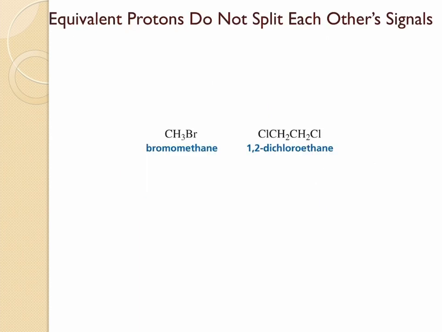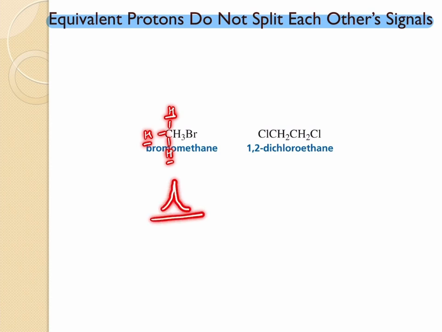It is important to remember that only non-equivalent protons split each other's signals, whereas equivalent protons do not split each other's signals. Now let's do this with two different examples. We have got bromomethane here, and this carbon has got 3 hydrogens. All of these 3 hydrogens are equivalent, and therefore they will not be splitting each other's signal. So here in this case, there will be only one singlet, which corresponds to all 3 hydrogens.